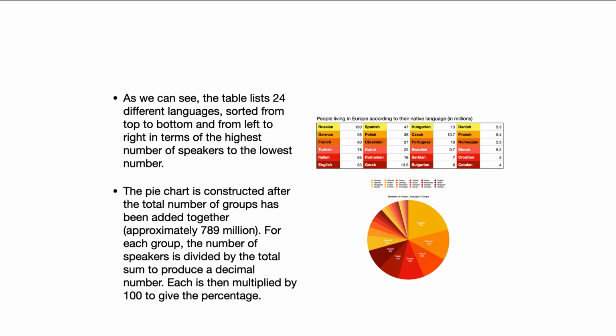As we can see, the table lists 24 different languages, sorted from top to bottom and from left to right in terms of the highest number of speakers to the lowest number. The pie chart is constructed after the total number of groups has been added together, approximately 789 million. For each group, the number of speakers is divided by the total sum to produce a decimal number. Each is then multiplied by 100 to give the percentage.